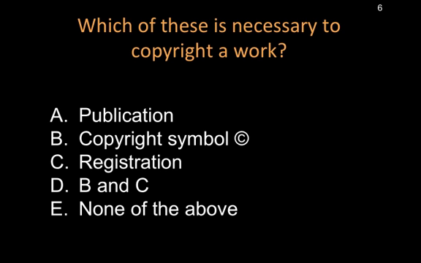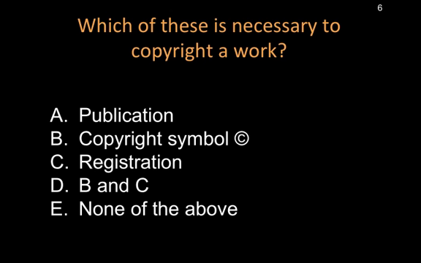Which of these is necessary to copyright a work? A, publication, B, copyright symbol, C, registration, D, both the copyright symbol and registration, or E, none of the above. The answer here is E. Copyright is automatic. You do not need to register at the Copyright Office.